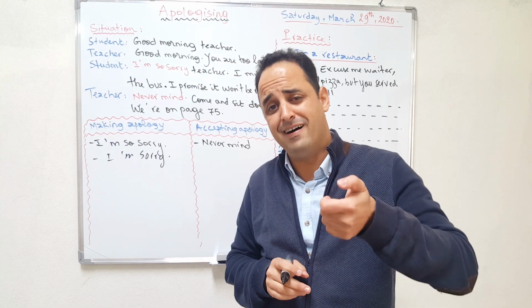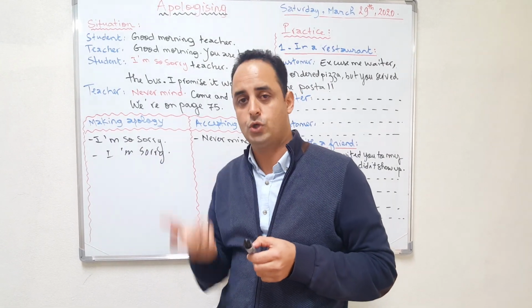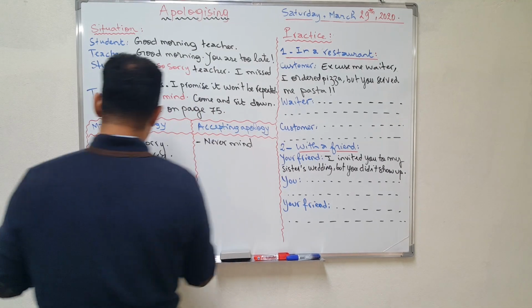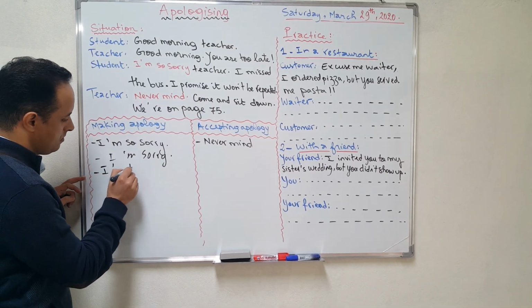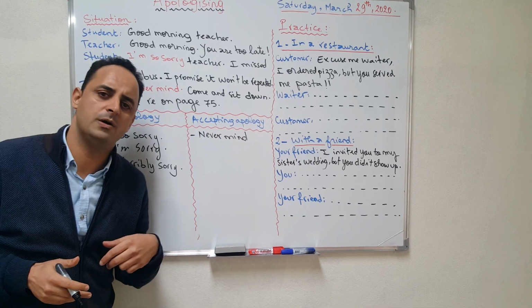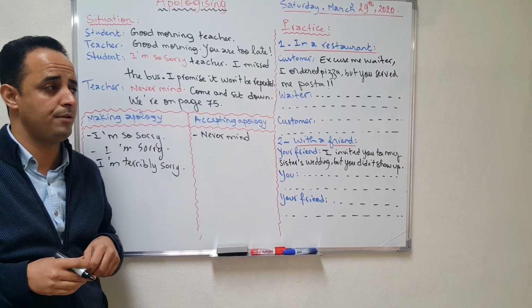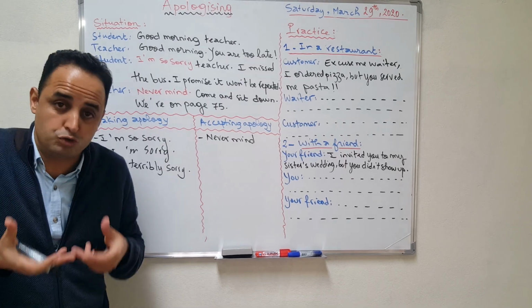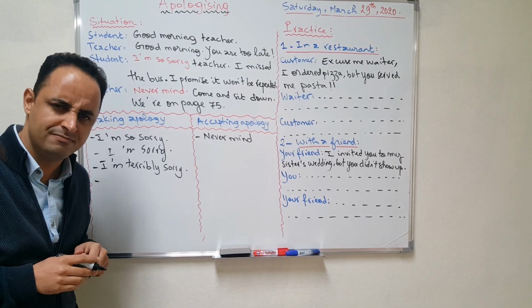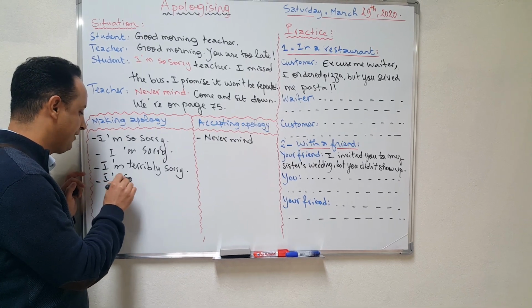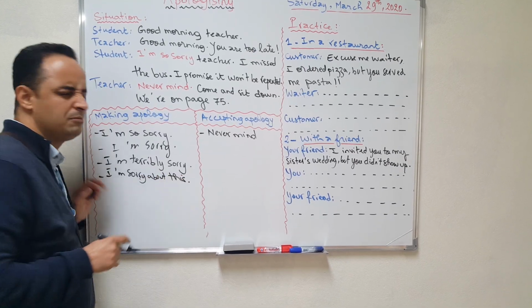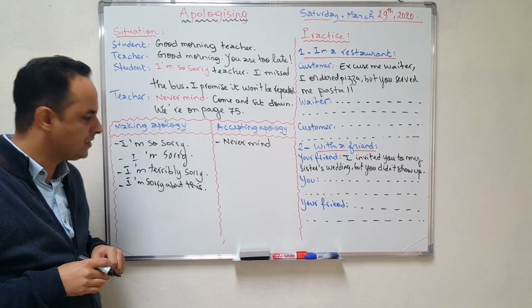Or you can use an intensifier with this expression, like in the first one, I'm so sorry. Or you can use I'm terribly sorry. You can use other intensifiers like I'm very sorry, or I'm badly sorry, or extremely sorry, I'm awfully sorry. Or another expression, I'm sorry about this. Sorry about this. I'm sorry about that. Any other expressions?